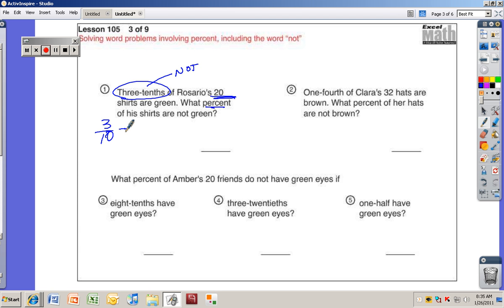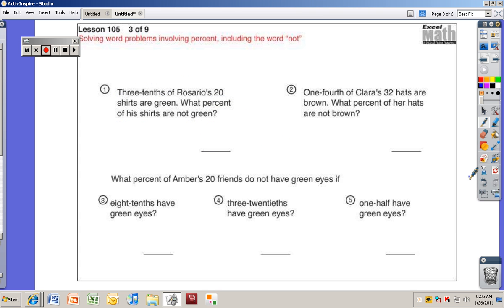So two ways to do that. We can change the 3/10 into a percent first. 10 times 10 is 100, so 3 times 10 is 30. So that makes 30% that are green. But they want to know what percent is not green. So 100 take away 30 gives you 70%. So we say 70% is not green.